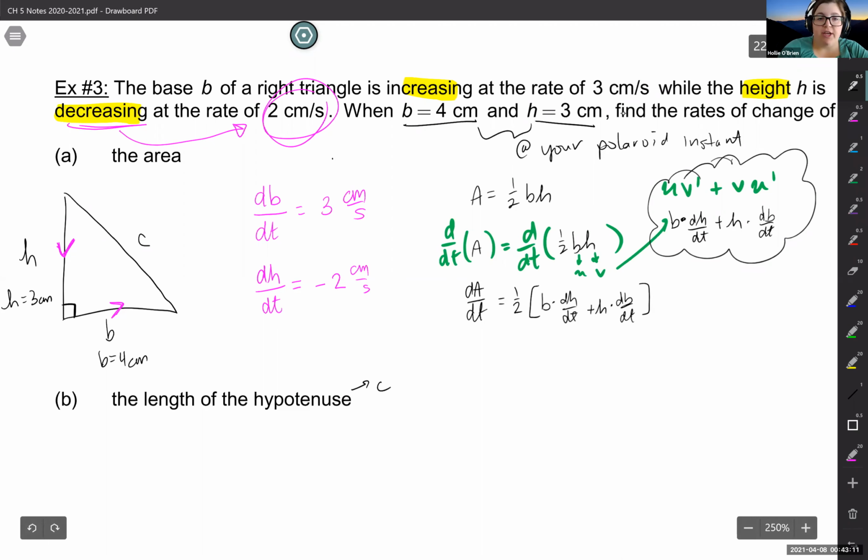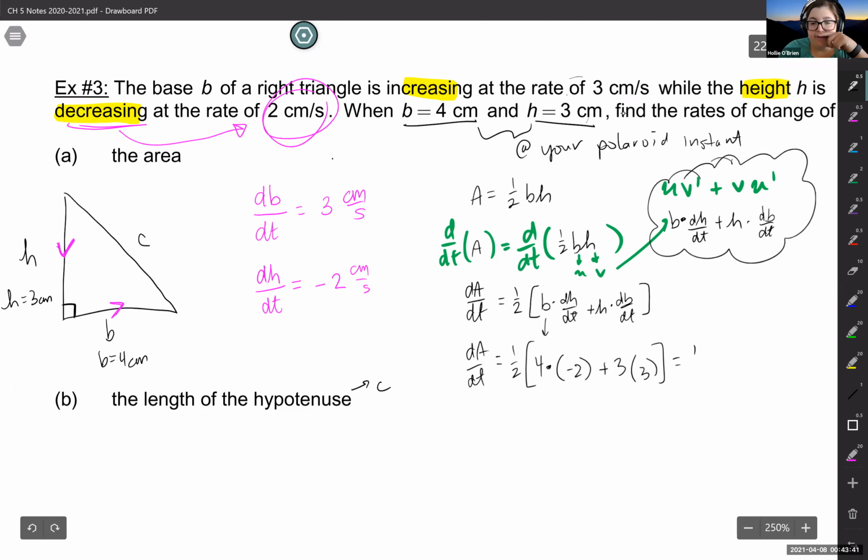So the rate of change of the area, that's dA/dt. At the snapshot, we have our base. Our base is 4, so I fill that in for B. Our change in height, dH/dt, is -2, plus our height is 3, times dB/dt. How fast is the base changing? 3. And then check that out. Ready? Let's do the math.